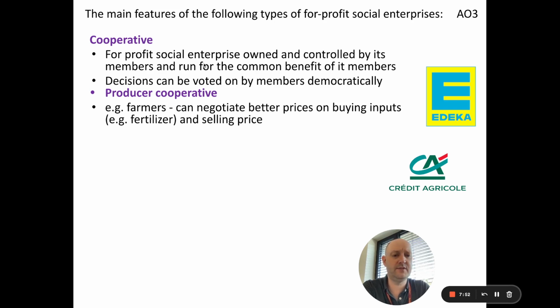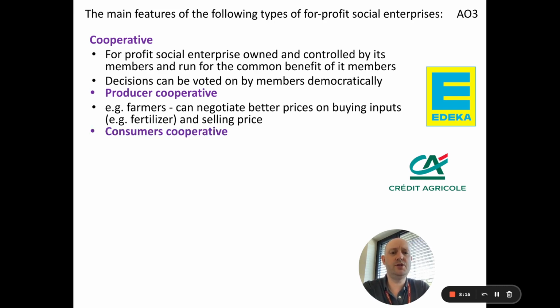So go back to the definition. It's owned and controlled by its members. So it's owned and controlled by the farmers, and it's run for the common benefit of the farmers. And the decisions can be voted on by the farmers democratically. So the point of the business is to benefit the members, who in this situation are the producers.